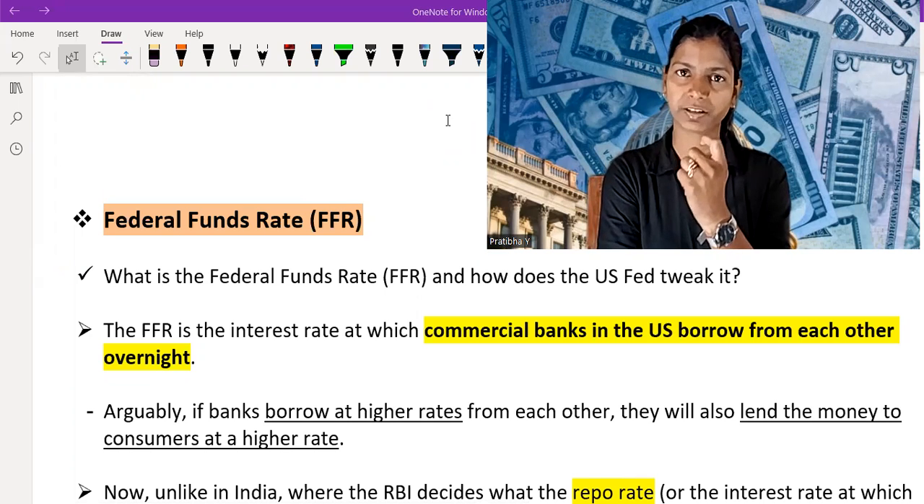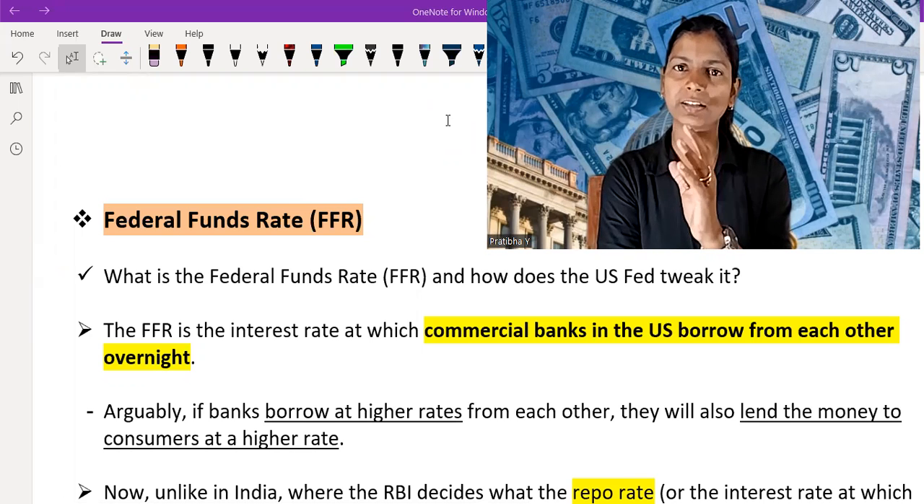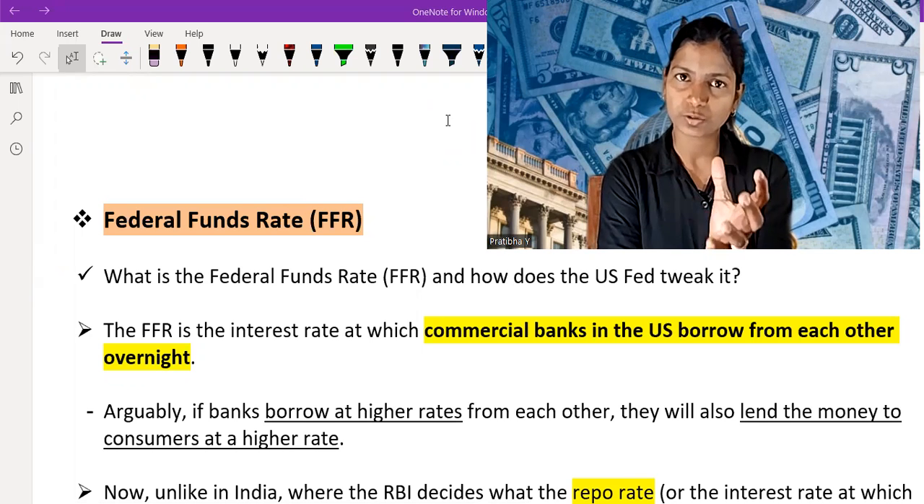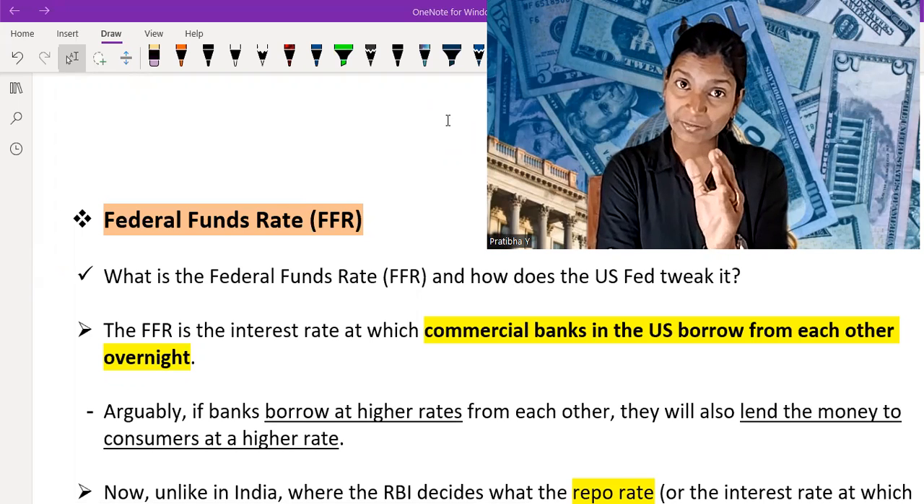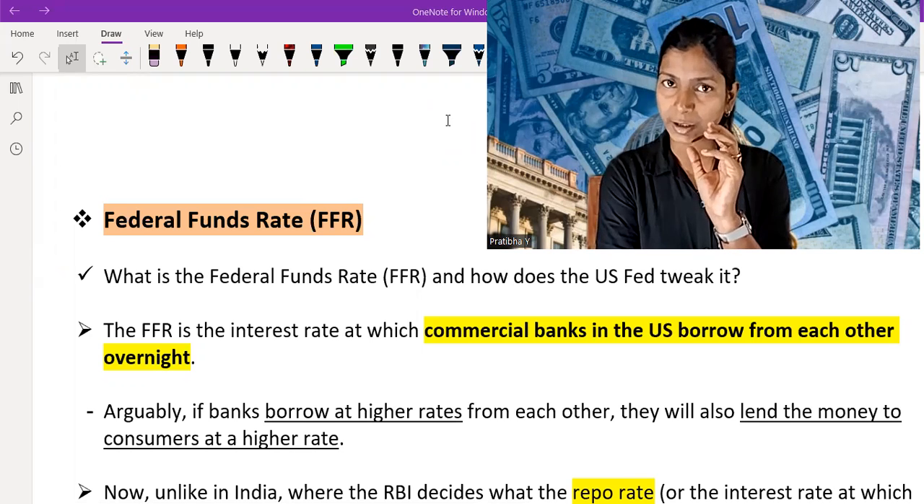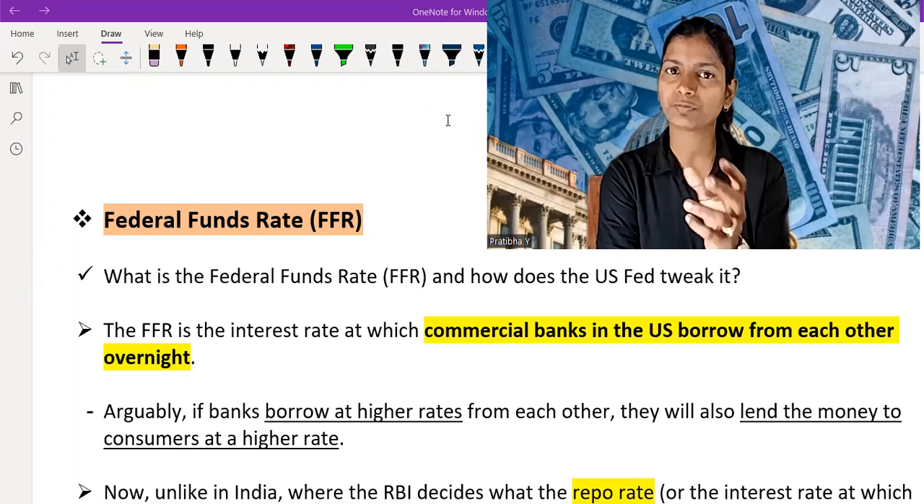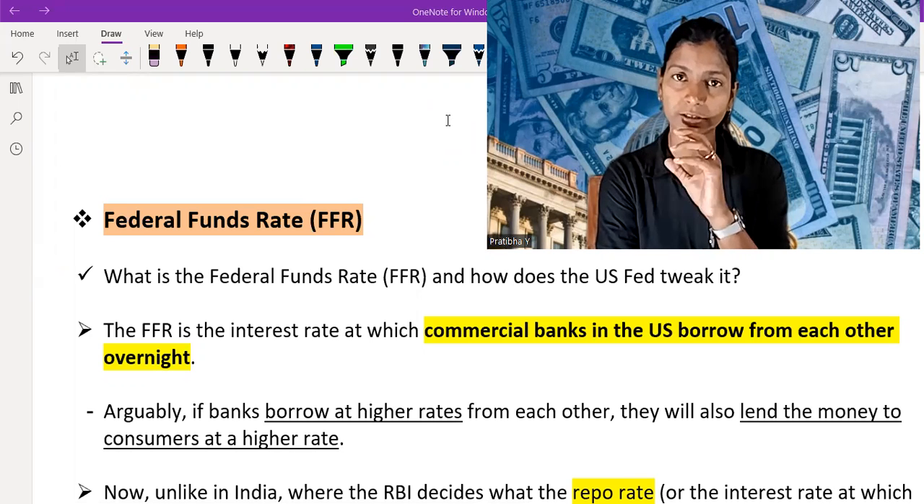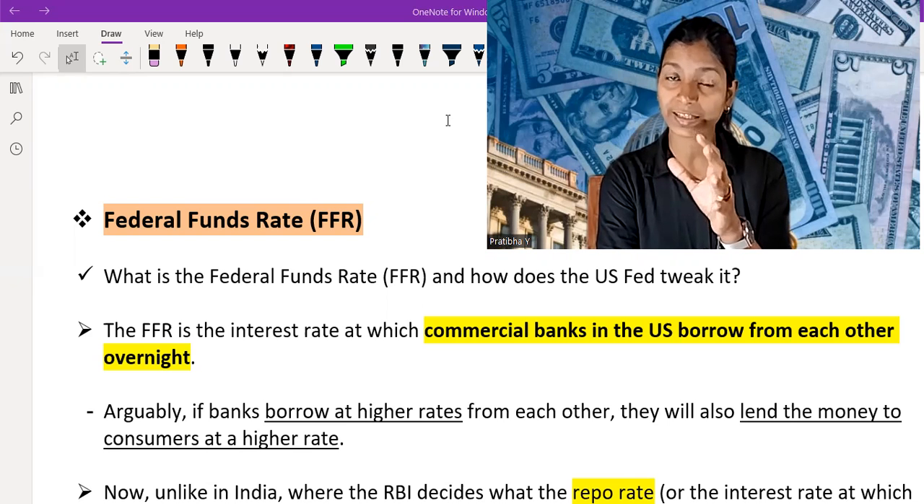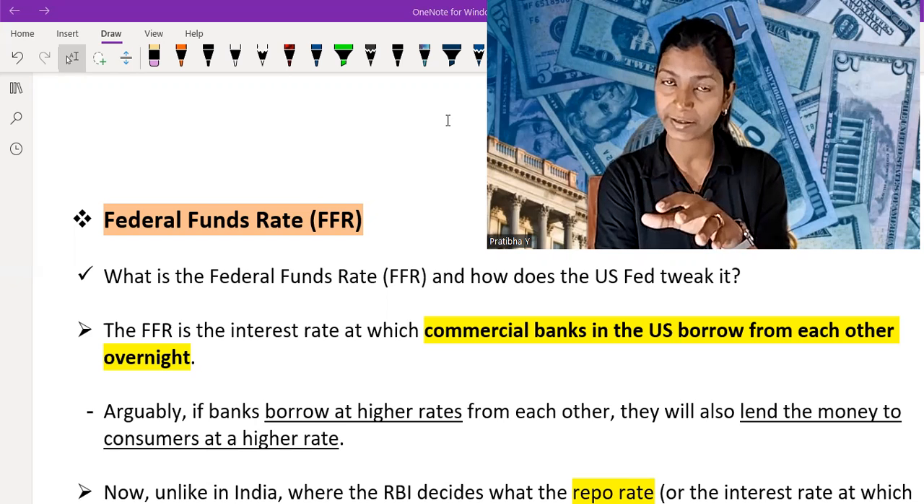What is the federal funds rate? It is basically dealing with the Federal Reserve of the USA, how they shape their economic policy so that they control the money supply, and they do not directly interfere in the federal funds rate. Like in India, the RBI tweaks the repo rate. That means the rate at which the RBI gives money to the banks. It is like that in the USA. The USA does not directly interfere in the federal funds rate, but in India, the RBI does in the repo rate.